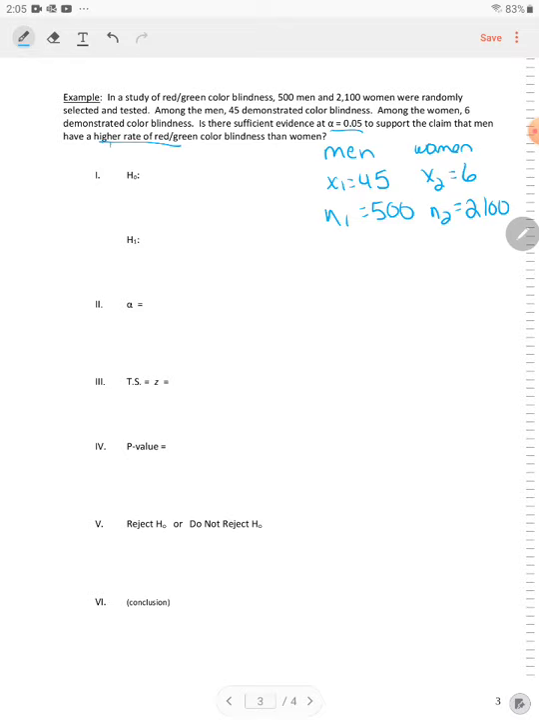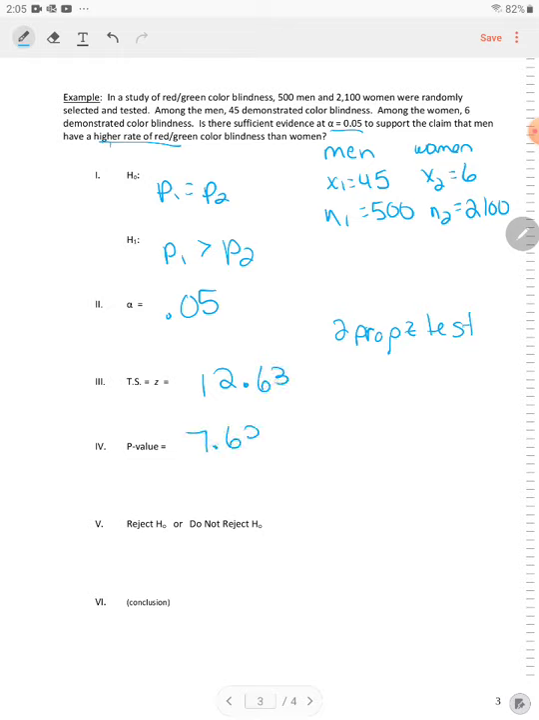Okay, so your null hypothesis is p1 equal p2. Your alternative is p1 is greater than p2. Alpha is equal to 0.05. Again, using your calculator, remember it's for two proportion z-test. We get z is 12.63. p is 7.63 times 10 to the negative 37.